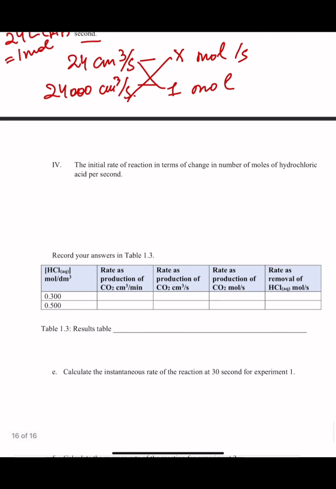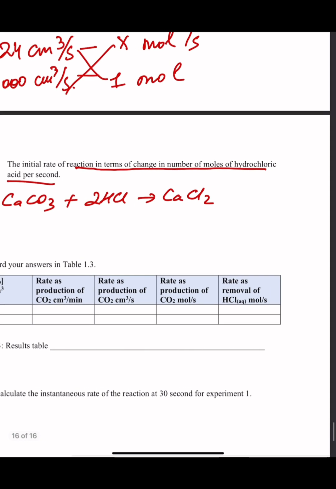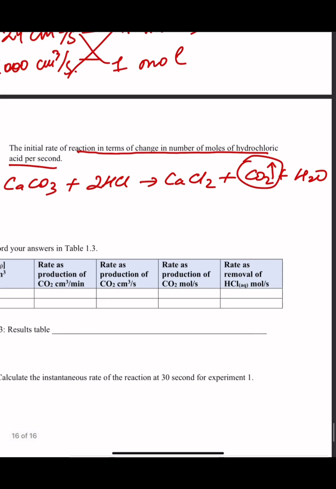Okay? And then initial rate of reaction in terms of change in number of moles of hydrochloric acid per second. Now for this one, you need to write your reaction. Okay? You need to write your reaction. You need to balance this. For this report, you have to have your reaction written, guys. So now here CO2 is coming out, right? Because we measured the rate of reaction with change in volume divided by time of CO2.